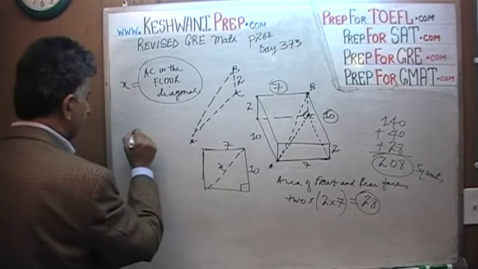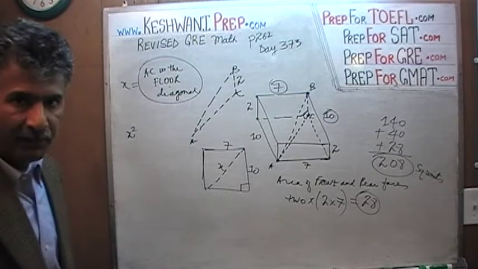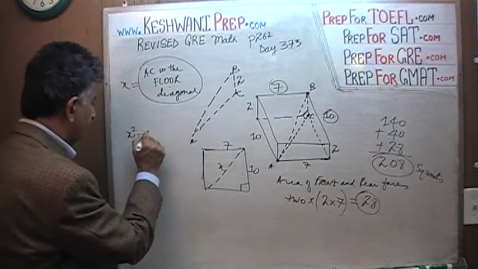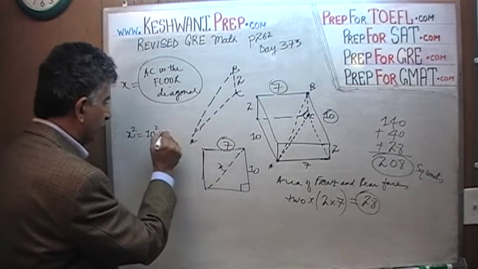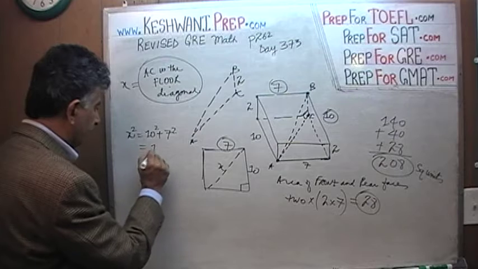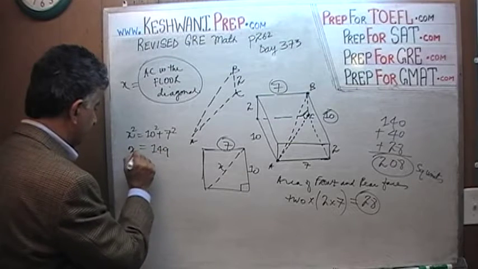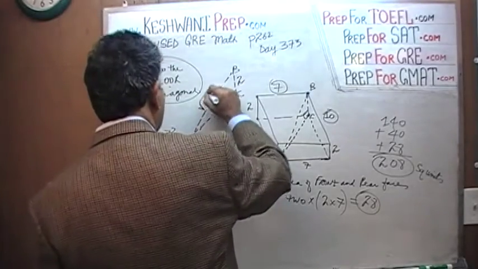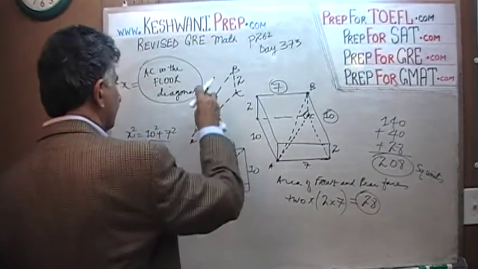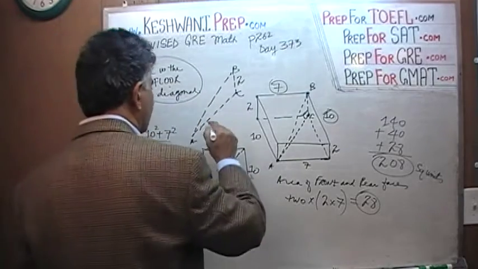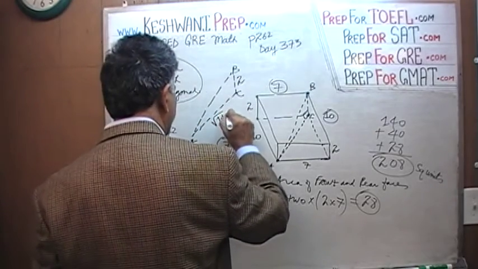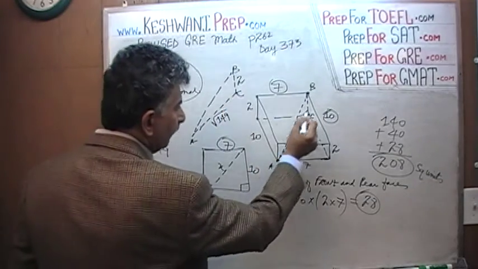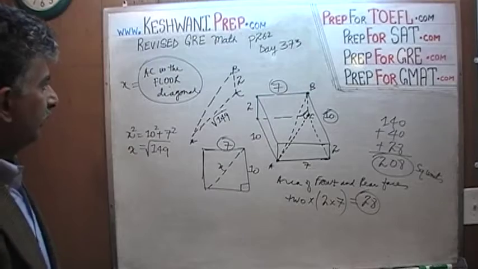So this x here, x squared, again, a simple application of the Pythagorean theorem. This x squared is going to be 10 squared plus 7 squared, which is 149. So x is the square root of 149, and that goes up here. Square root of 149, which is the distance from A to C. Now we can figure out this part right here.